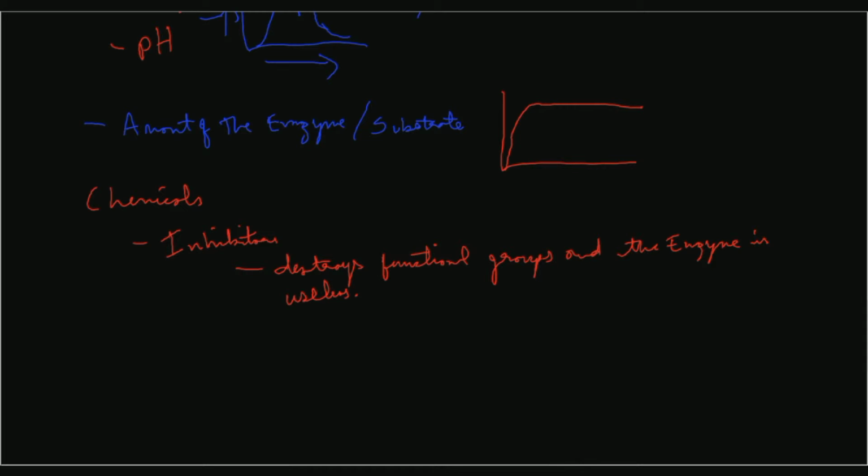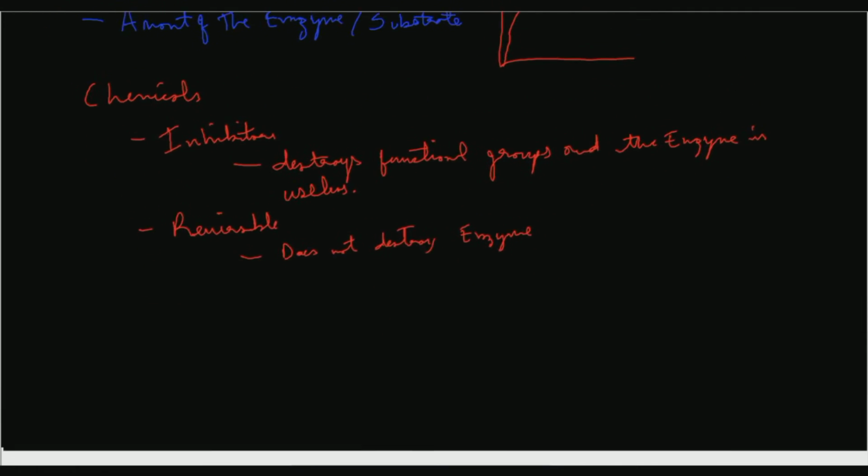Right. So then yeah, the enzyme is useless. Okay, so then the other thing is reversible inhibitors, and this does the same thing, but it doesn't destroy the enzyme per se. So it doesn't destroy the enzyme.